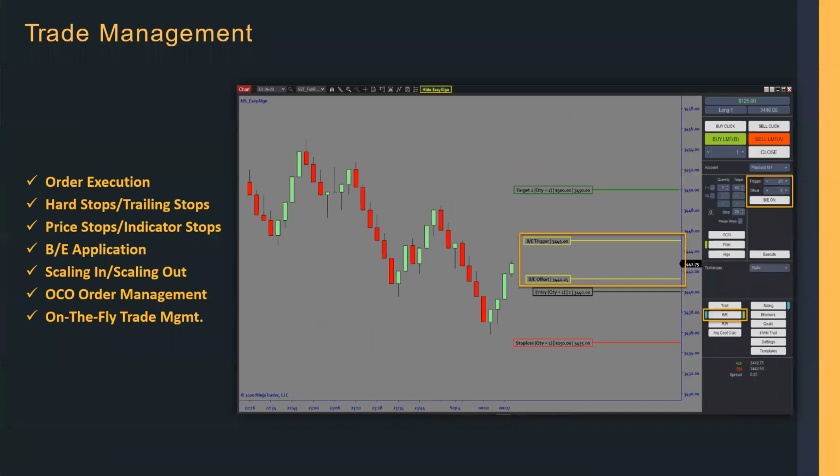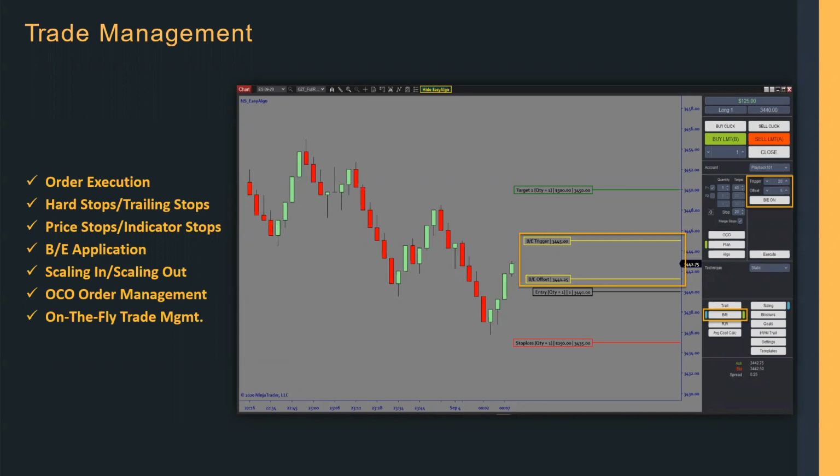How we run our executions, how we run our trailing stops, the break even, scaling in and out, order execution, on the fly trade management. What's really nice about on the fly trade management is that even if you're running a discretionary strategy or an automated strategy, you can step in and manage the trade. With automated systems that are hard coded, you can't manage the trade. You've got to go in and turn the algos off. This, we can automate signals and you can step in and manage them discretionarily, which is really, really important.